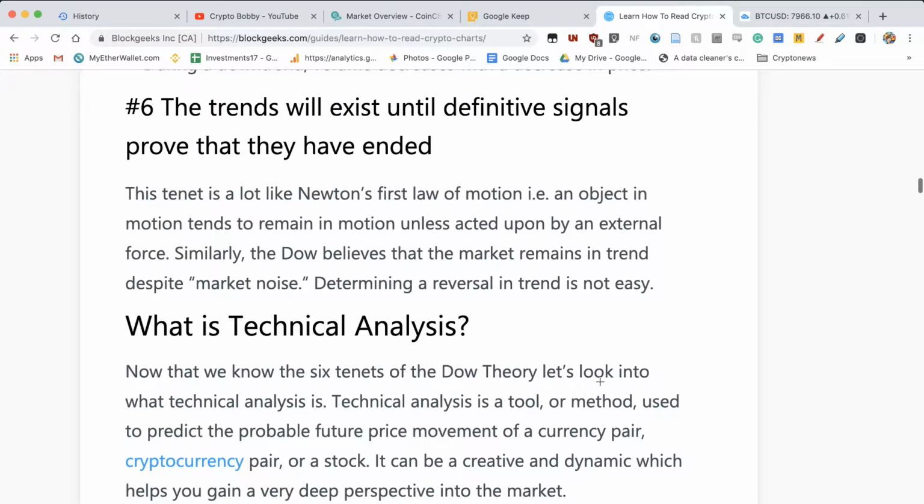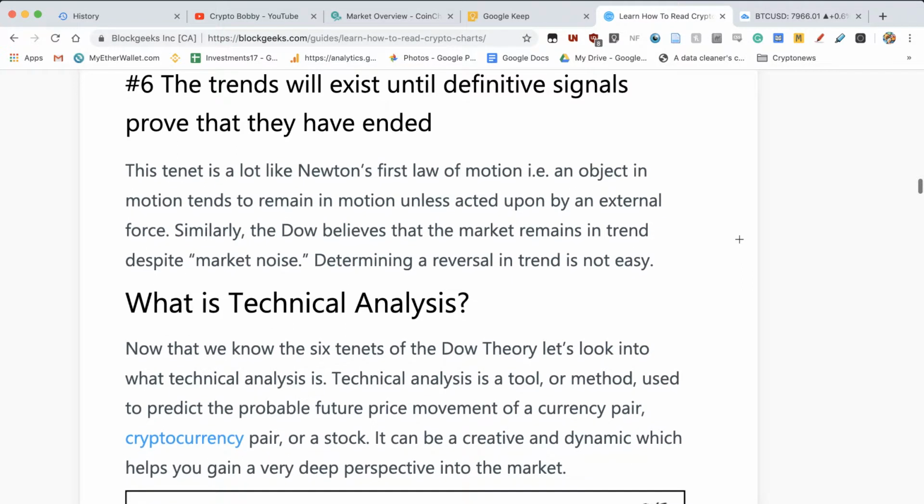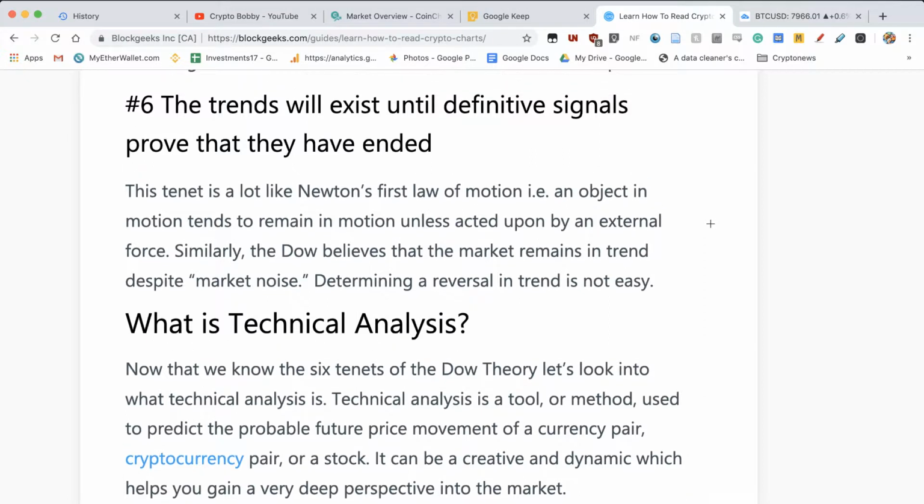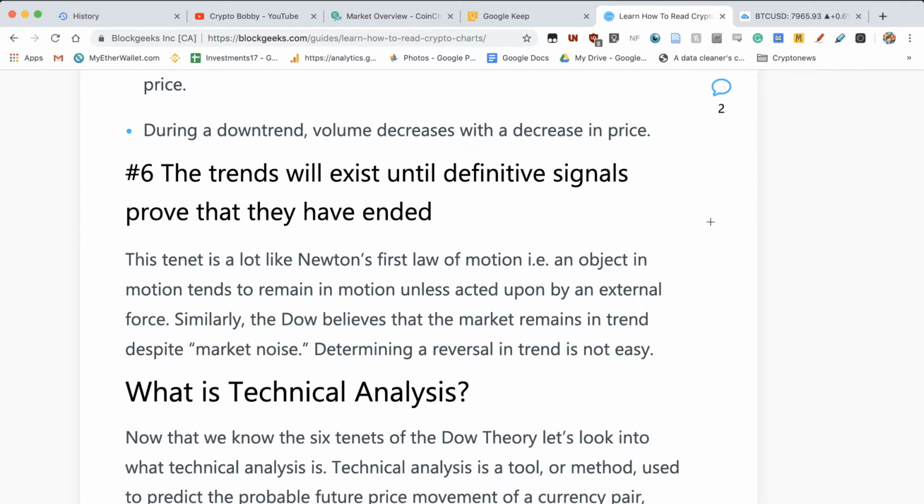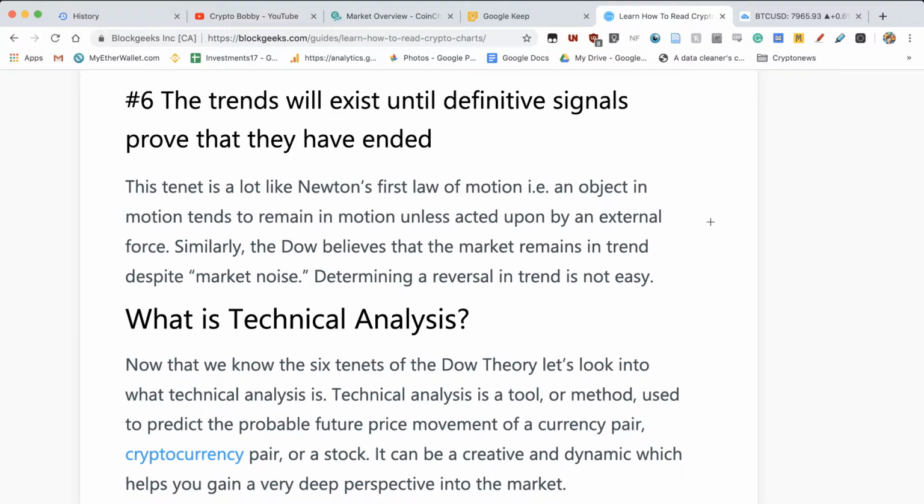So the trends will exist until definitive signals prove that they have ended. And this principle is a lot like Newton's first law of motion. An object in motion tends to remain in motion unless acted upon by an external force. What he means by this is that you should be trend following. If there's no reason why the market should change direction, then just follow the trend. If the trend is bullish, then try and follow this bullish trend and don't swim against the current, as that will most likely mean less profits for you.